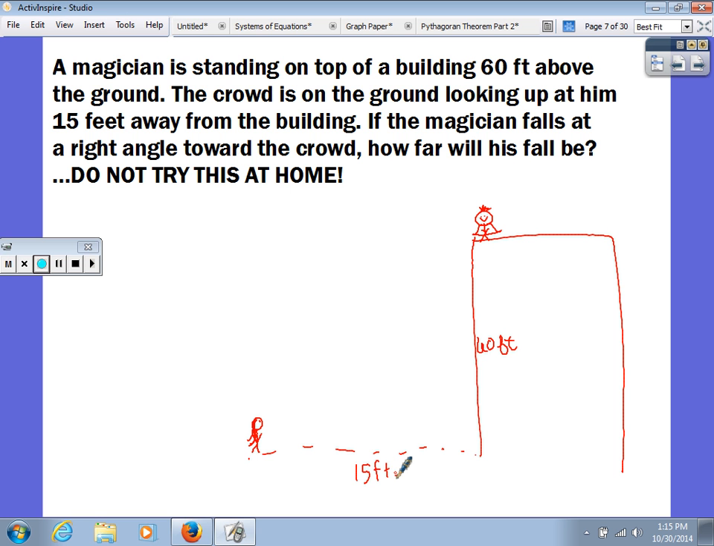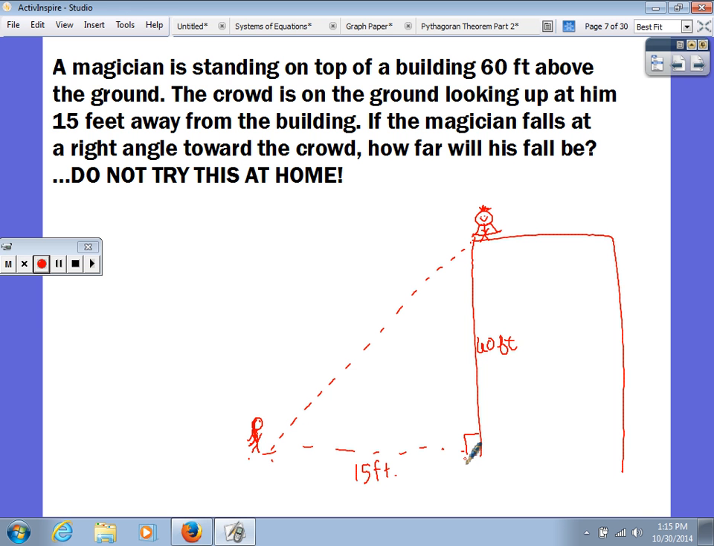So if the magician falls at a right angle toward the crowd. So I had to put right angle toward the crowd in order to imply that it's going to be a Pythagorean theorem. So this is how he's falling. And you can see that your perpendicular lines would be right here. How far will his fall be?